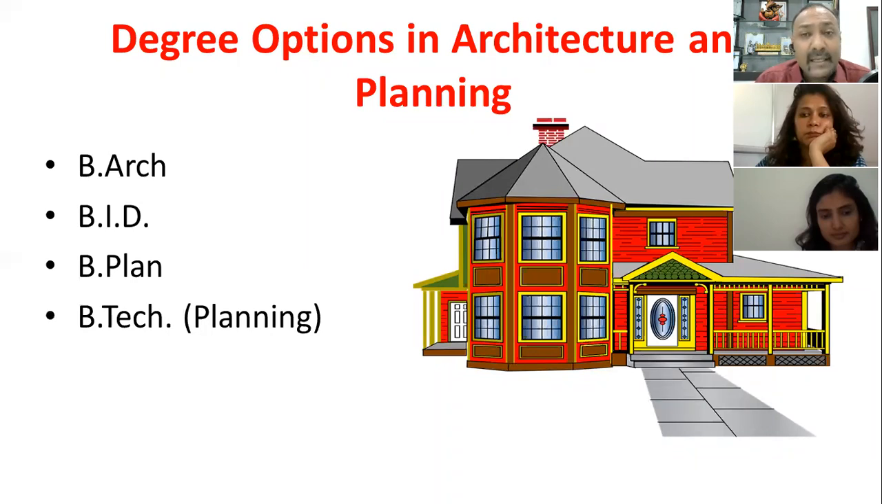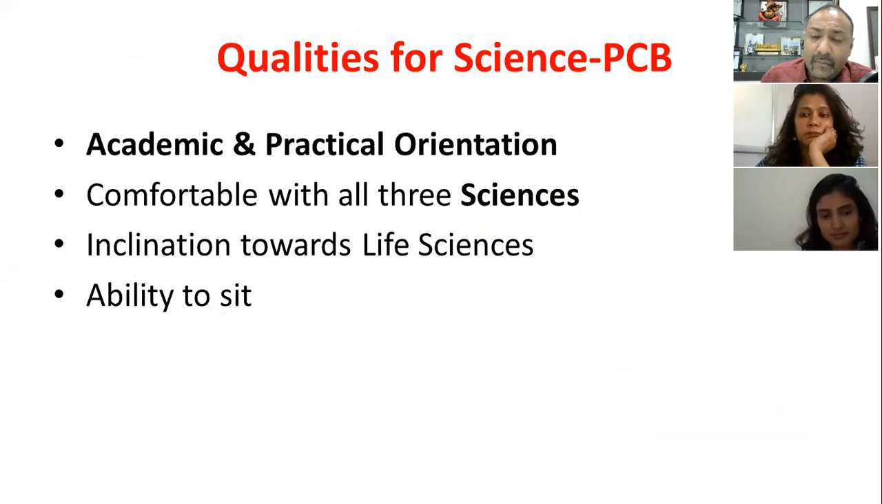But 2019 onwards, the Council of Architecture has made it categorically very clear that you need to have studied the combination of physics, chemistry, and mathematics in 11th, 12th to go ahead with architecture or planning as a course. Beyond B-Arch, one can go for Bachelor of Interior Design, Bachelor of Planning, or a course in B.Tech in planning is also available in a few colleges.